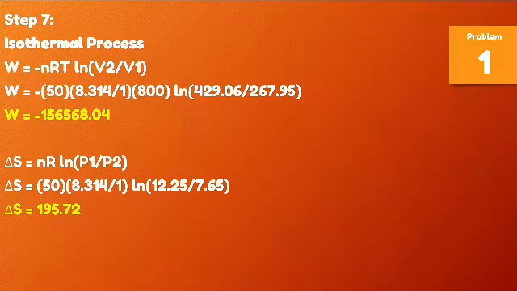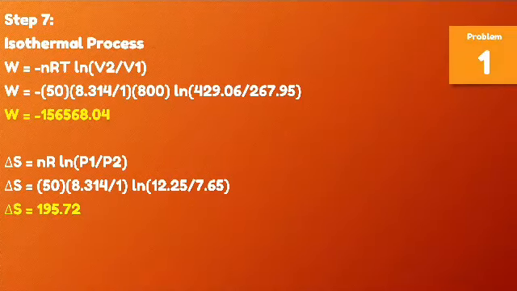To move forward to find the work, which has the formula W equals negative nRT ln of V2 over V1. So to substitute that, W is equal to negative 50 times 8.314 over 1 times 800, which is the temperature, ln of 429.06 over 267.95, which is our volume.